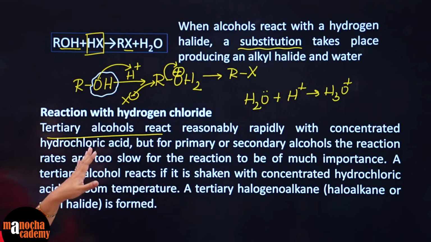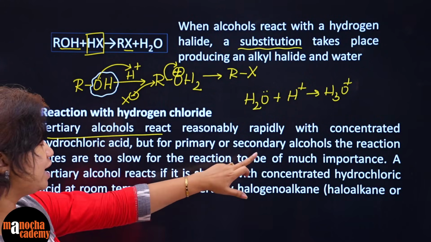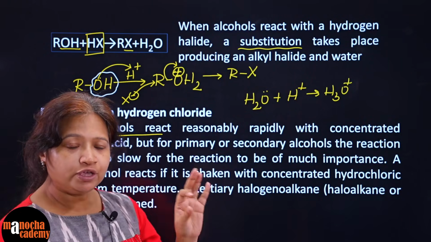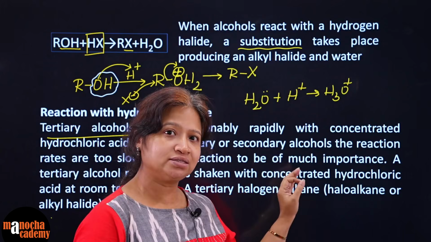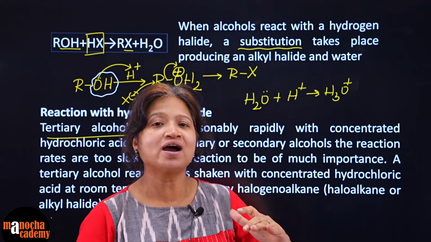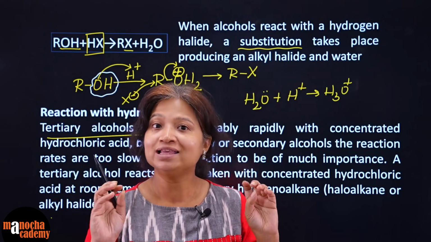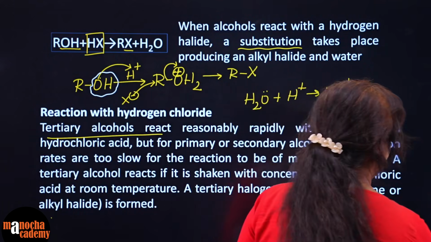The tertiary alcohols react reasonably rapidly with concentrated hydrochloric acid, but for primary and secondary alcohols, reaction rates are slow. As I told you, we use Lucas reagent to distinguish between primary, secondary, tertiary because of this. Tertiary alcohol's rate is faster than secondary, secondary rate is faster than primary. Why? I'll explain to you when we do the alcohol chapter.